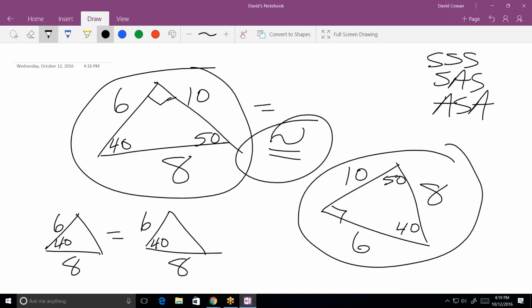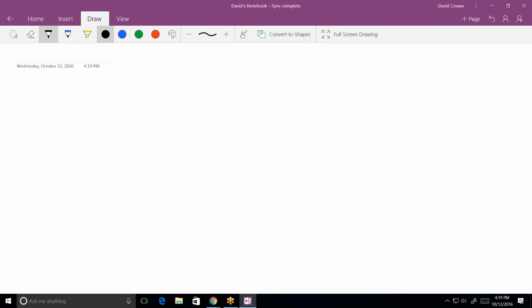But you don't always need all 6 pieces of information. In other words, if you have 3 sides that are the same, you've got congruency. There's no way to draw 2 different triangles with all 3 sides being the same. Same thing with side angle side, same thing with angle side angle. So memorize those and get used to them because those are going to be fairly important in your geometry from here on out. And only those 3.